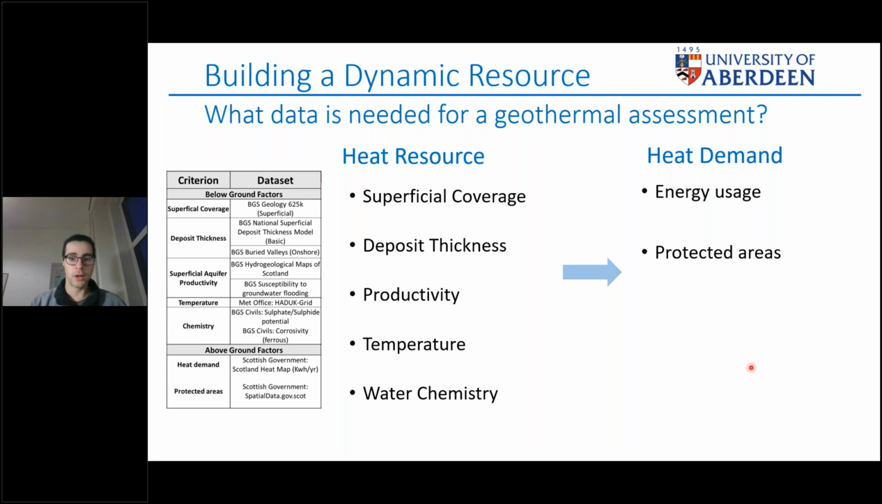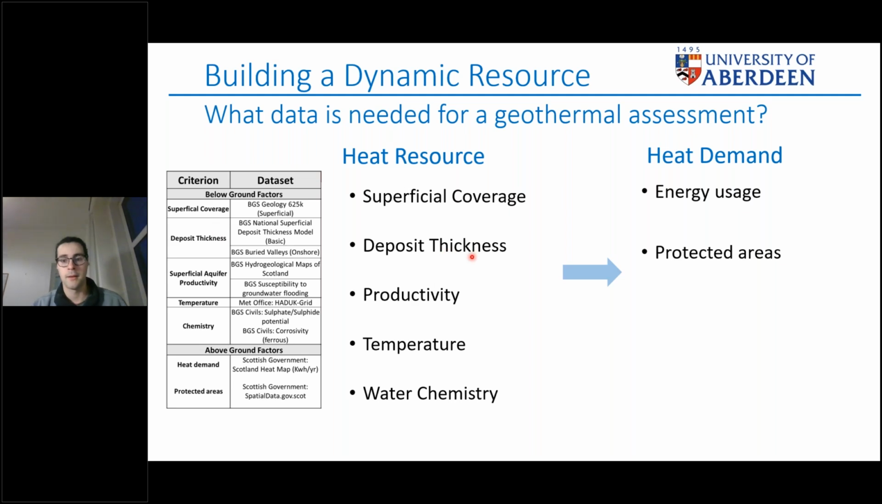So if we then go on to what I've actually done with this information and this context, it comes to sort of building the dynamic resource that I'm trying to create. So you've got to think about what data is actually needed for a geothermal assessment. So I've identified sort of key criteria that is essential in assessing whether an area is suitable for this type of geothermal. And then I've identified data sets, publicly available and accessible data sets, which I can use to represent those key criteria.